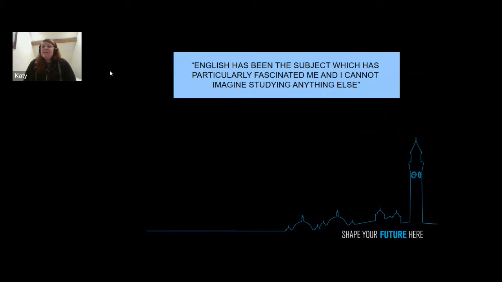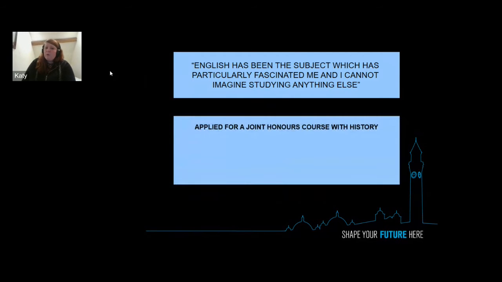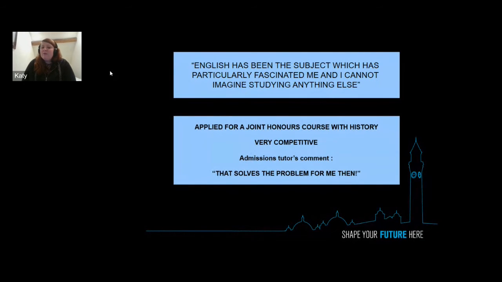Okay, so this is a statement which we did see in one of our applicants. "English has been the subject which has particularly fascinated me, and I cannot imagine studying anything else." But this student was actually applying for a joint honours course, English and history. They don't mention anything about history there. This course is very competitive. So the admissions tutor said, "that solves the problem for me then."